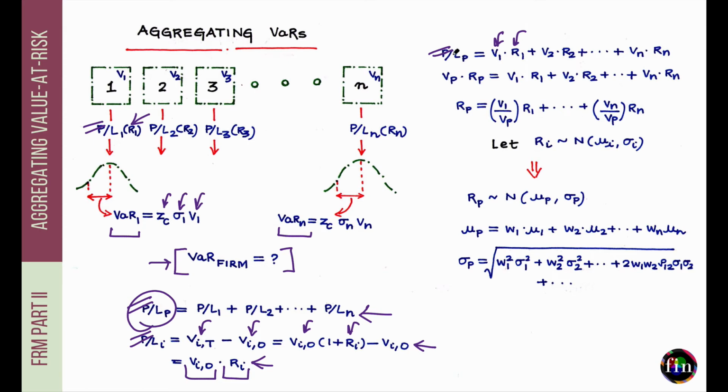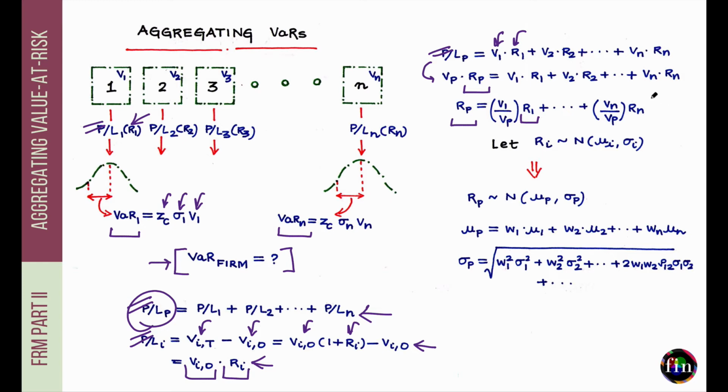Okay, I can write down the total PL to be equal to the total value of the firm, which is, let's say, V1 plus V2 plus V3 all the way till Vn, that times the random return at the firm or portfolio level. Okay, so this gives me my aggregate return to be very simply V1 upon VP, that times R1, and so on.